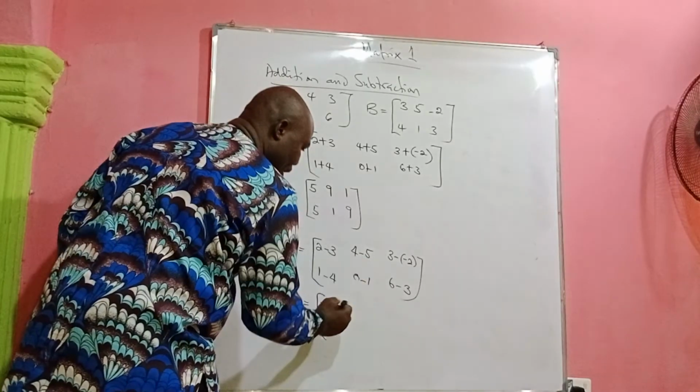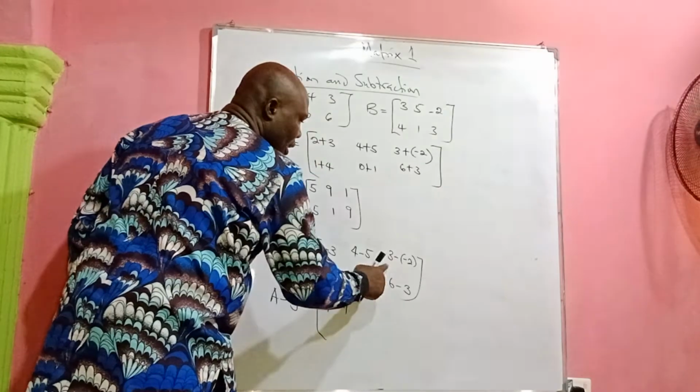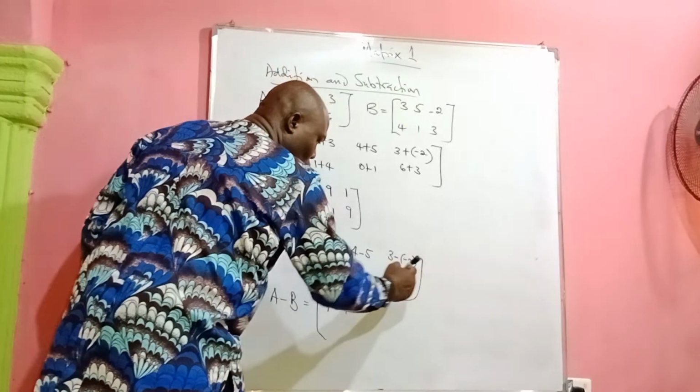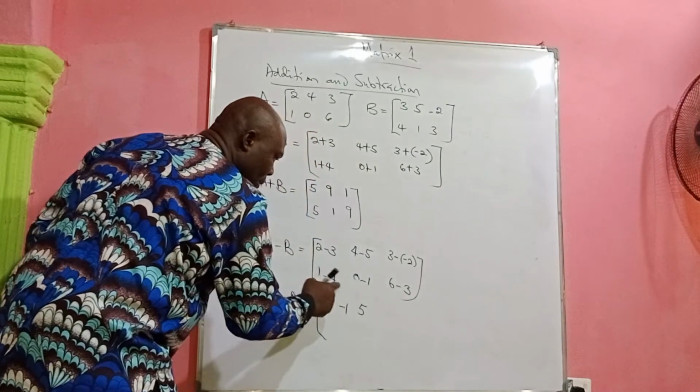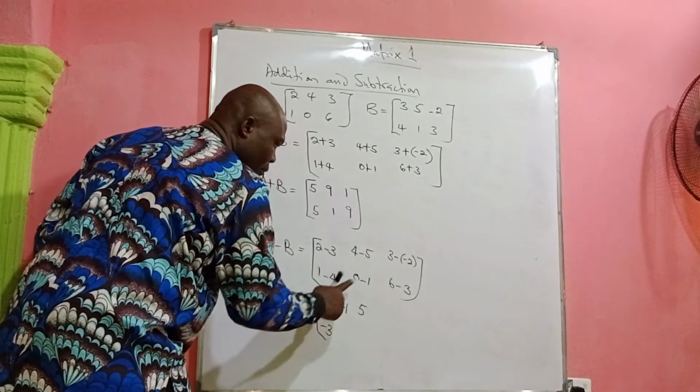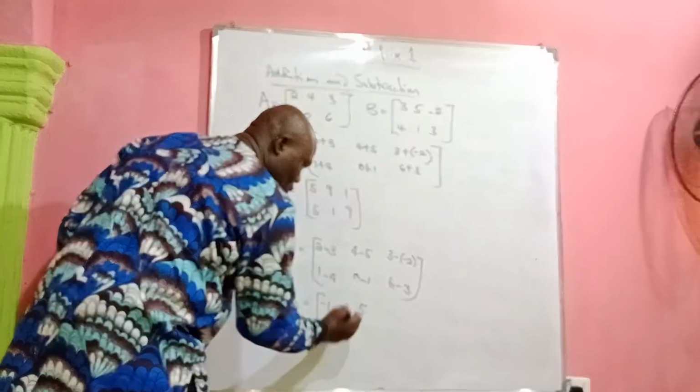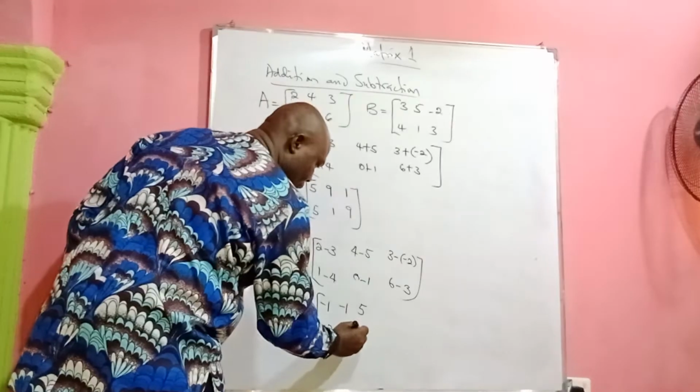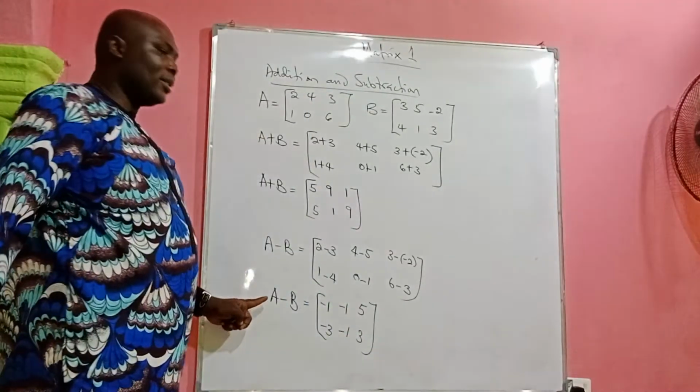4 minus 5, that's minus 1. 3 minus minus 2, that's 3 plus 2, 5. 1 minus 4, that's negative 3. 0 minus 1, minus 1. 6 minus 3, and that's 3. So that is the subtraction.